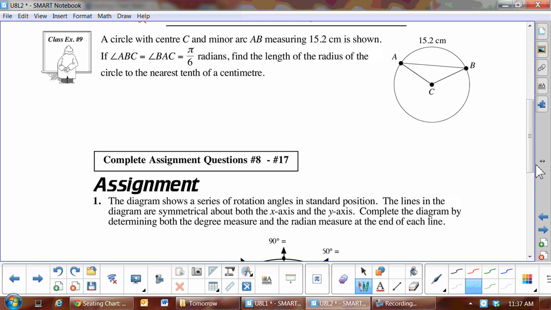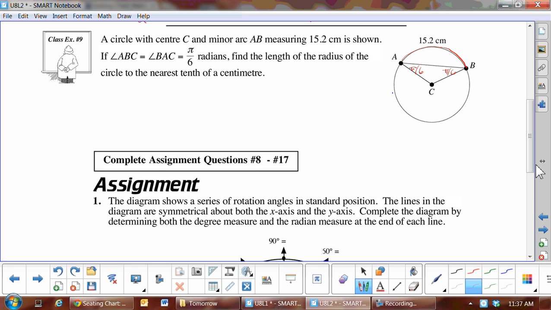Now this one here, we've got a circle with center C and a minor arc. Here's your minor arc. The blue one, that's called your major arc. Minor is the smaller arc, because they may ask you for the major arc, which you could do if they give you the entire circumference. Just subtract: circumference minus minor arc gives you major arc. Now, it says that angle ABC and BAC is pi over 6. So I get pi over 6, and that's pi over 6. Give me my angles.